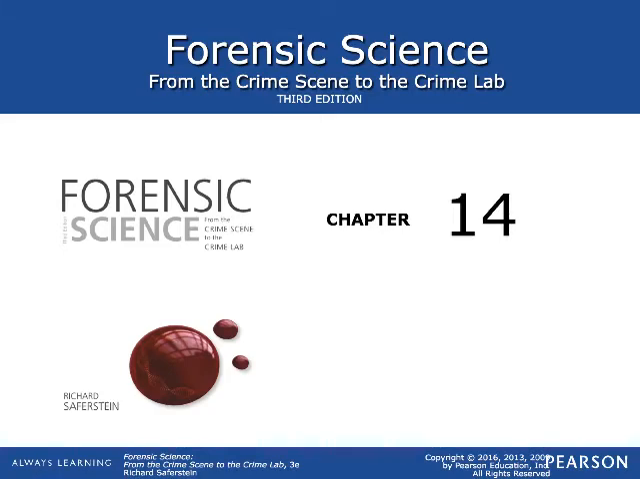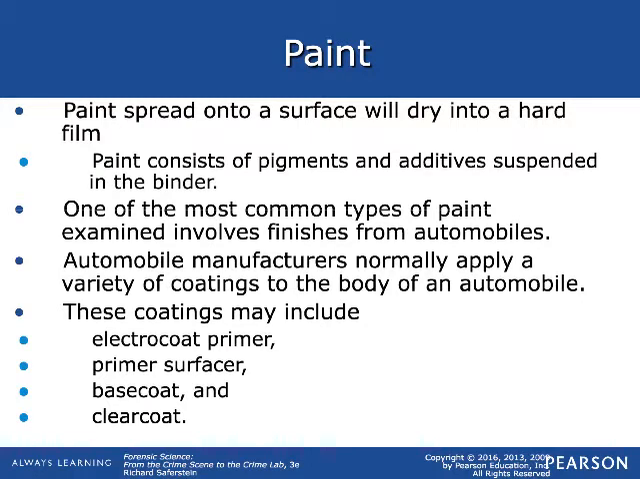So this is chapter 14, and chapter 14 has paint, glass, and soil. So, one here. This is kind of like a definition of paint. Paint spread onto a surface will dry into a hard film, which is not very profound. Now, what paint consists of are pigments and different additives, and they're suspended in a thing called a binder.